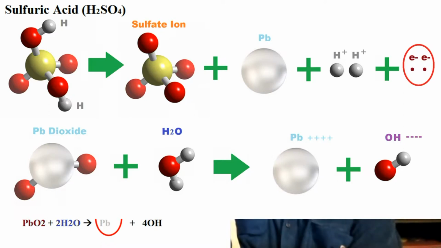You have lead dioxide. It combines with water. That's essentially the one that's going to do the trick. There are other reactions. It also reacts with sulfuric acid, etc. But this is the important part. And you're going to end up with lead with 4 positive charges because the OH, the hydroxyl, removed 4 of its electrons, stole them from it.